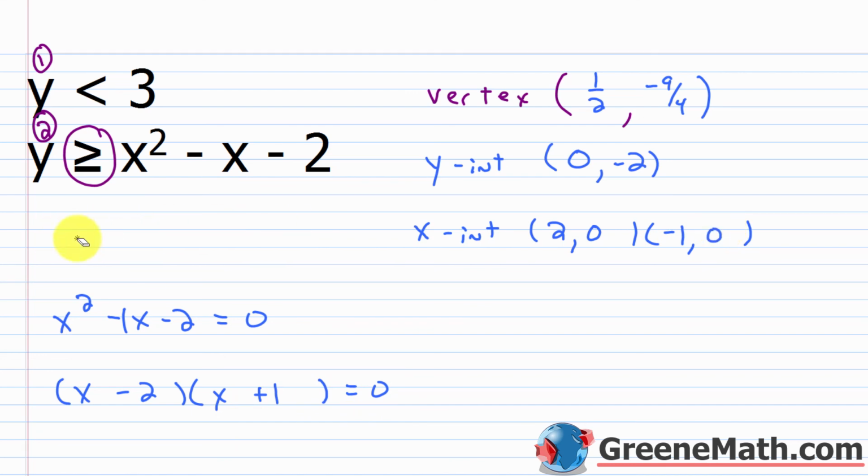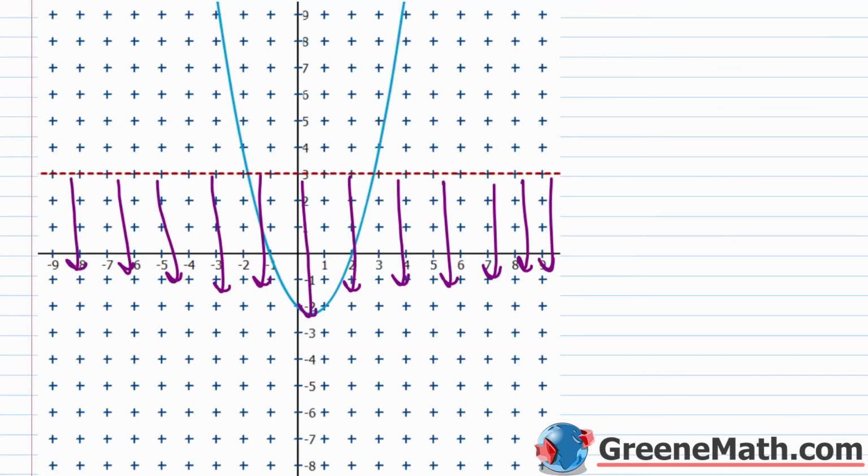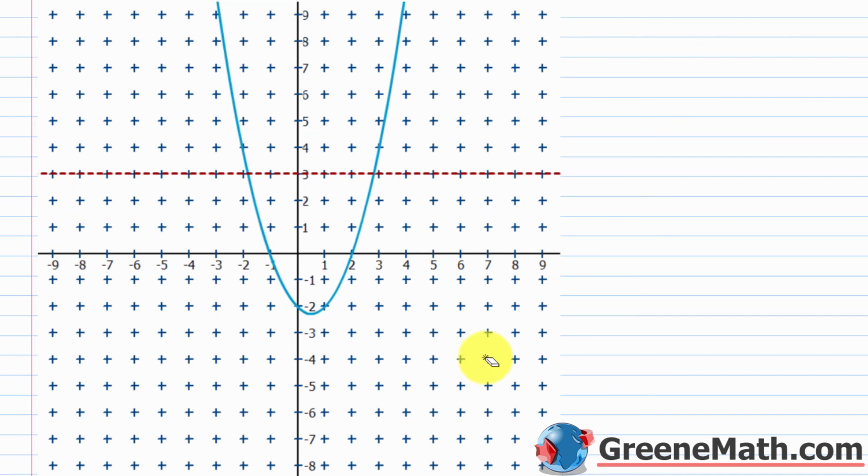So let's erase this and let's graph this guy. So I'm just going to erase what we've done already. So the vertex again is at (1/2, -9/4). So right there. Then our x-intercepts, again, we have (2, 0), and then we have (-1, 0), and our y-intercept was at (0, -2). All right, so we have enough to sketch the graph, which is already done for us. And again, this is a solid parabola because it's part of the solution.